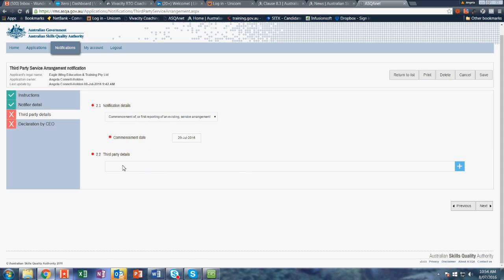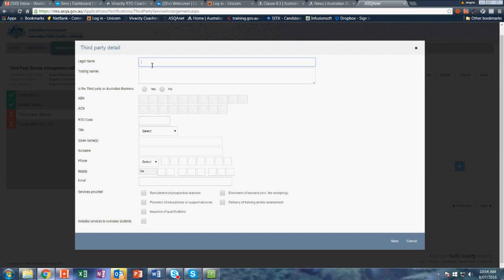Then you enter the third party details, so the legal name of that company and any trading names that they have underneath that company. Is the third party an Australian business or is it overseas? So yes, if it is in Australia. If no, it'll be from overseas. You can put the ABN and ACN details if they're an Australian business. If they're an RTO, you put their RTO code there, but that's not a requirement. It's only if they happen to be an RTO as well.